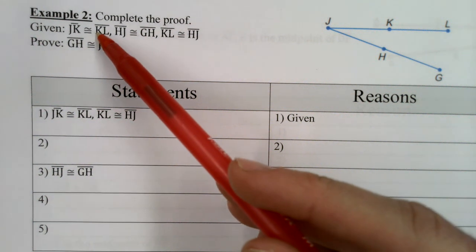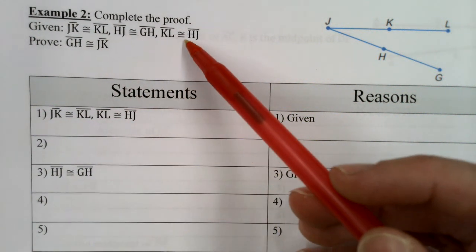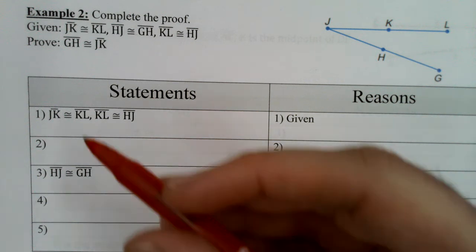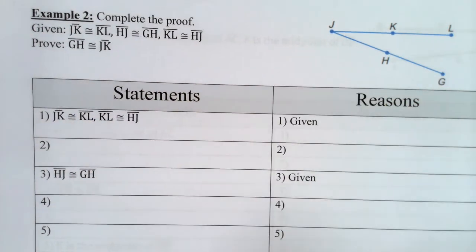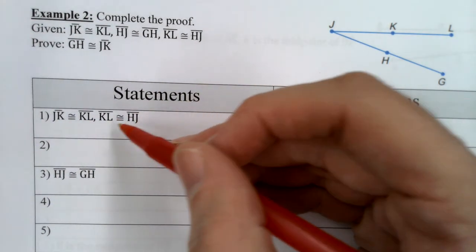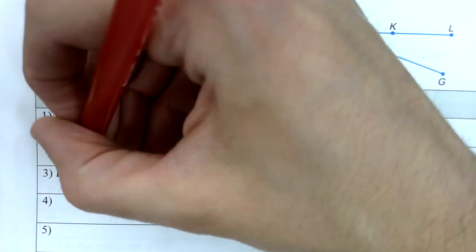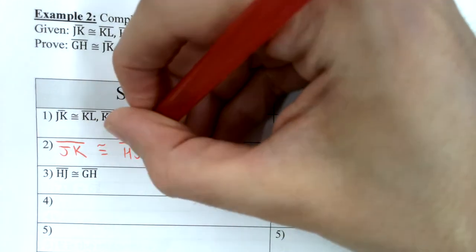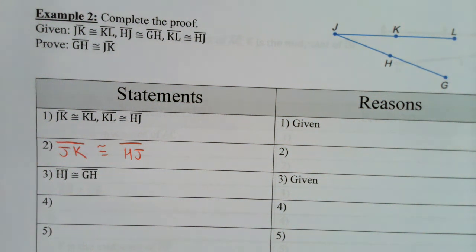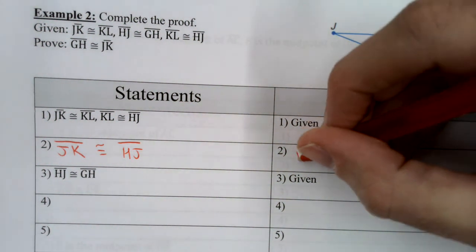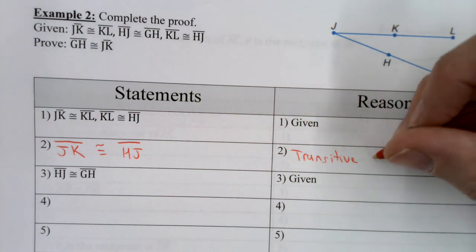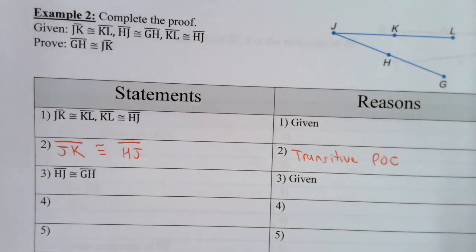If I take this piece of given information and this piece of given information and write it right here, it leads right to the second statement. Look, JK is congruent to KL, and KL is congruent to HJ. So segment JK is congruent to segment HJ. That is from the transitive property of congruence. I'll put transitive POC for short.